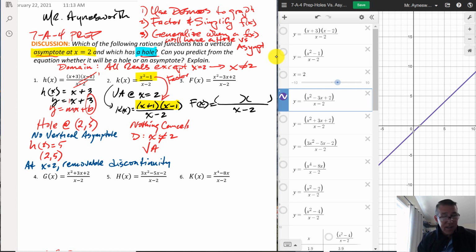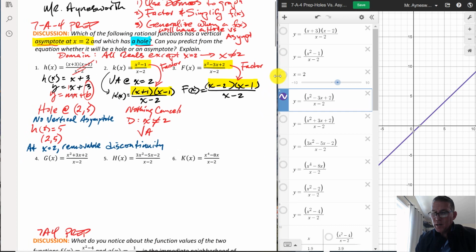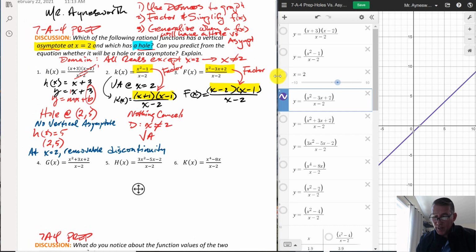And again, this is why you have to be good at factoring. So go off to the side and use whatever technique you want. But when you factor this polynomial, you'll get x minus 2 times x minus 1. Okay? So what I just did there is I took the numerator and I just factored it. And that's what you have to be good at. That's why there was a prep before this on remembering and being really good at factoring, because guess what? You need to. All right, that's how you determine whether it has a hole or an asymptote.